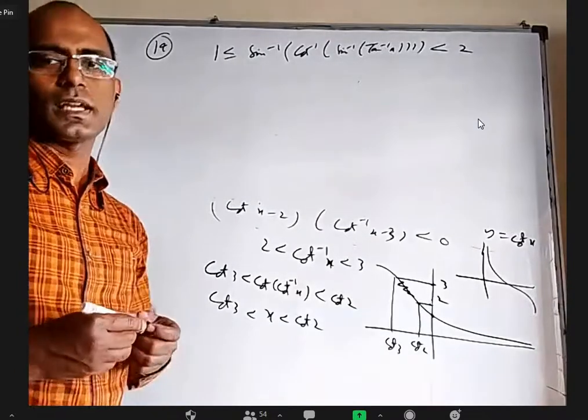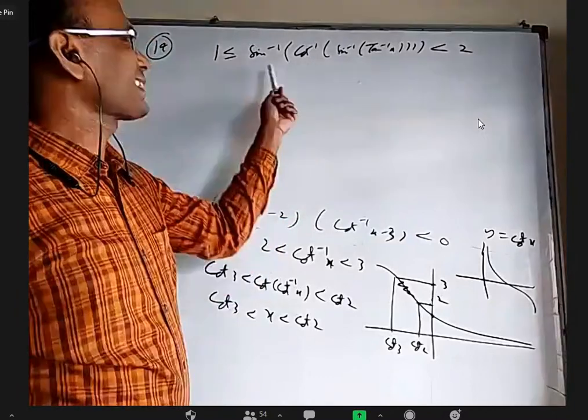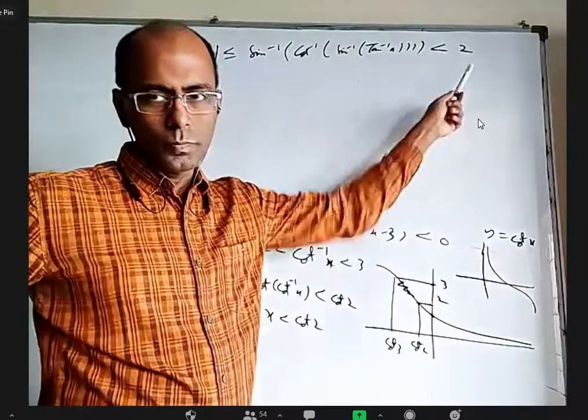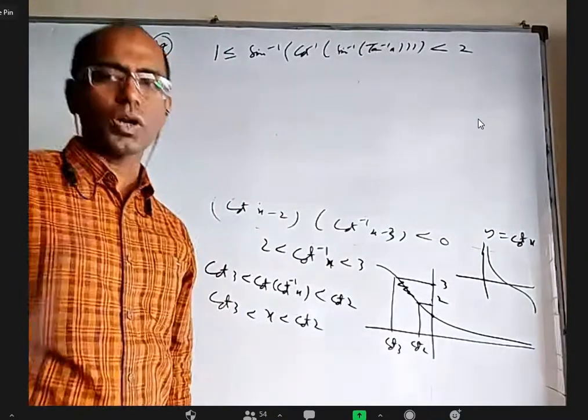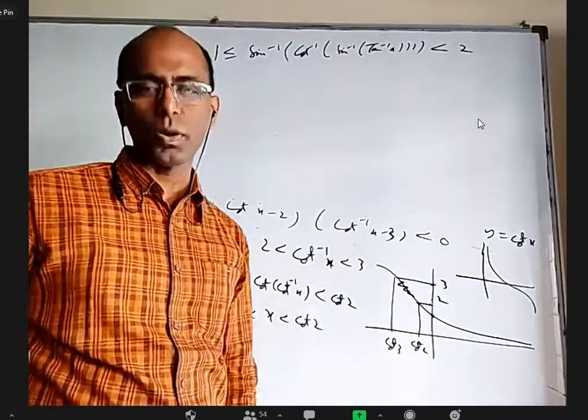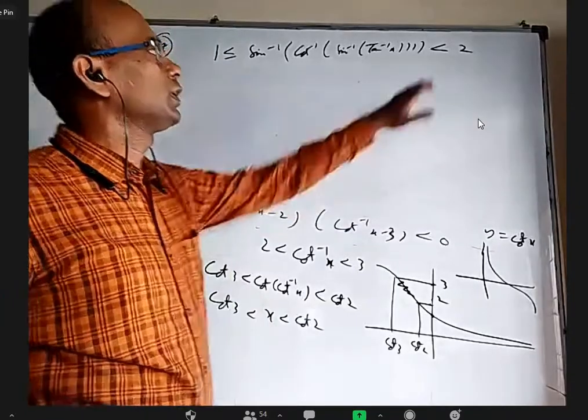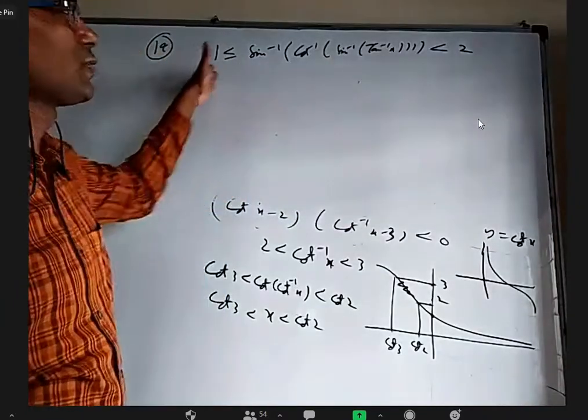Here you have to be a little careful. Can sine inverse of something go up to 2? No, sir. The maximum value of sine inverse of whatever you take will be pi by 2, which is around 1.57. So it is not that I'll directly apply a sine and write sine 1 and sine 2 here.